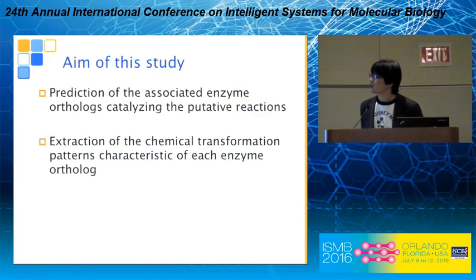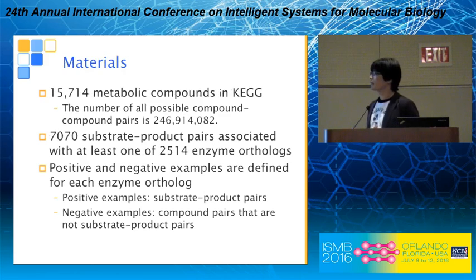The first aim is the prediction of the associated enzyme orthologs catalyzing the putative reactions. The second is the extraction of the chemical transformation patterns that are characteristic of each enzyme ortholog. We used 15,000 metabolic compounds in the KEGG database, and the number of all possible compound pairs is 246 million. 7,000 substrate-product pairs associated with at least one of the 2,500 enzyme orthologs were used in this study, and positive and negative examples were defined for each enzyme ortholog.